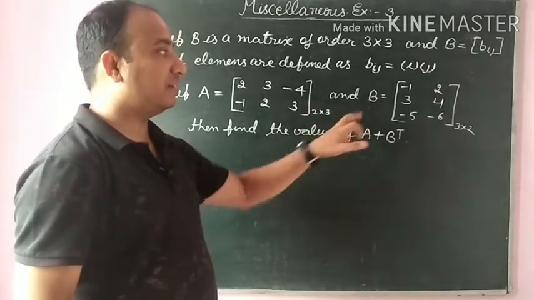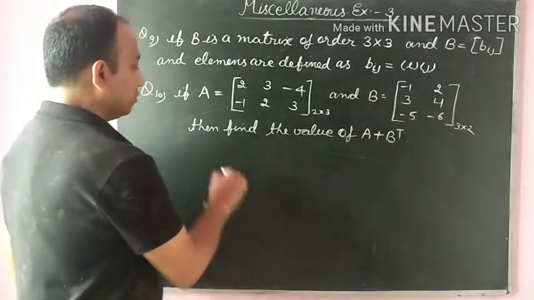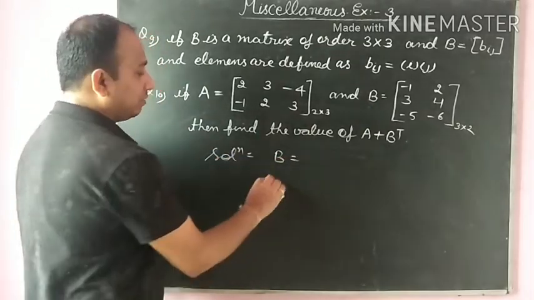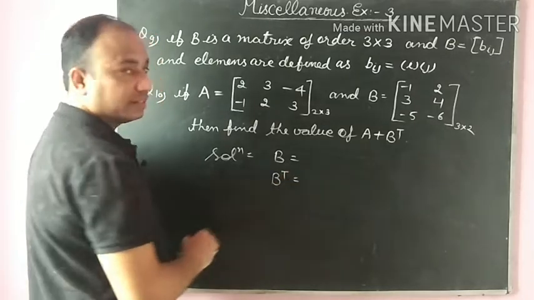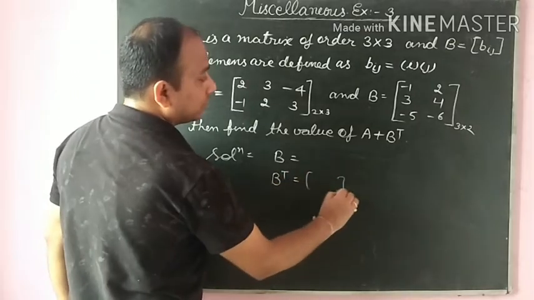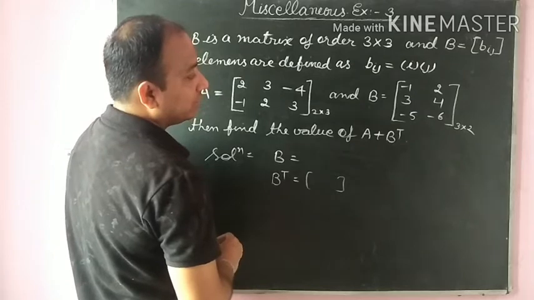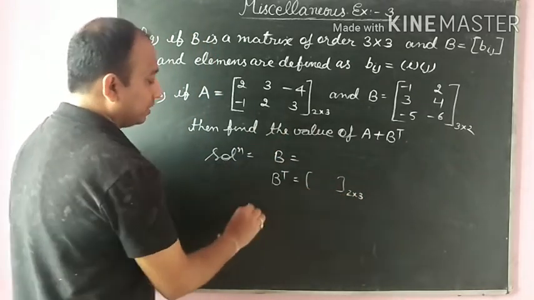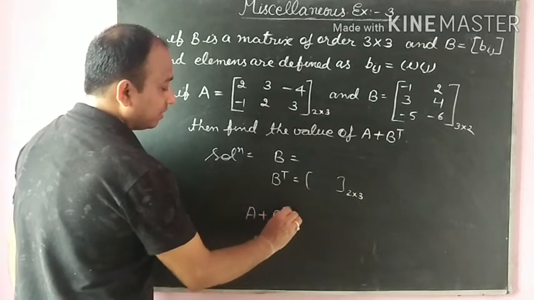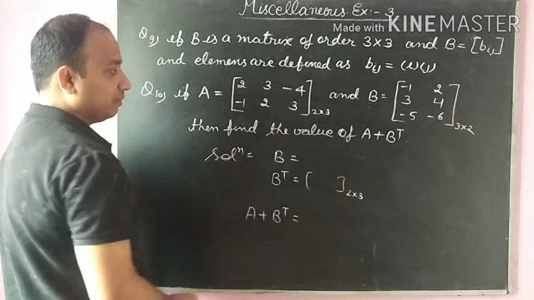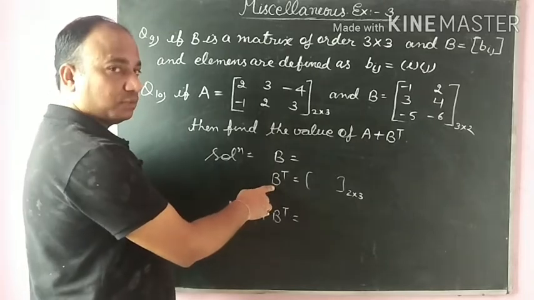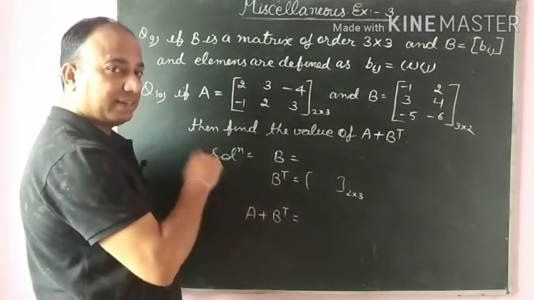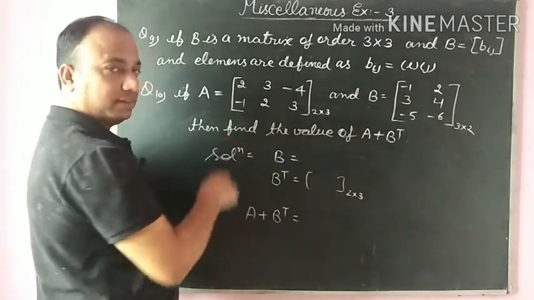So first of all we find the transpose of matrix B. Solution: matrix B is given, after that we find the transpose of matrix B. Then the transpose of matrix B, and the order of BT is 2 by 3 and the order of matrix A is 2 by 3. After that we add the matrix A with BT. Okay, so first of all we find the transpose of matrix B and after that we add A plus BT, we add A with BT. Okay, clear?